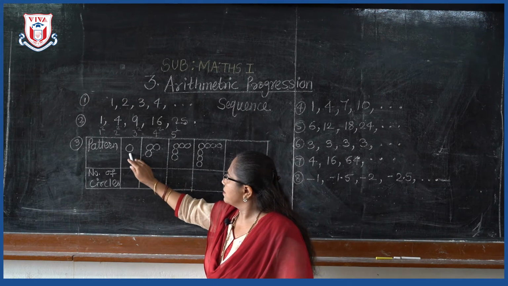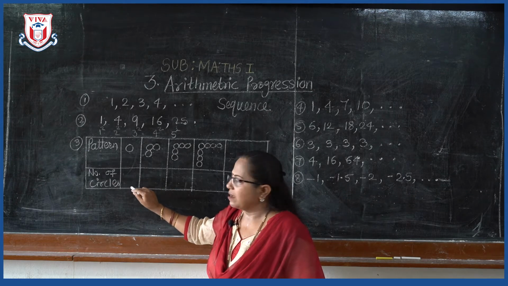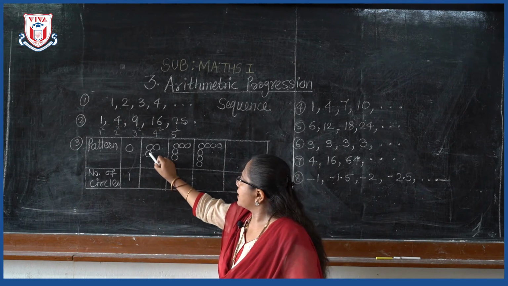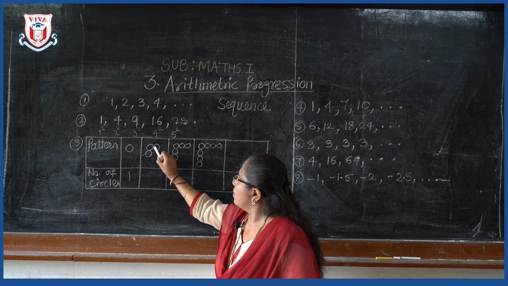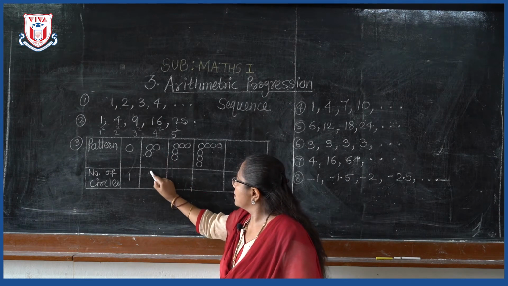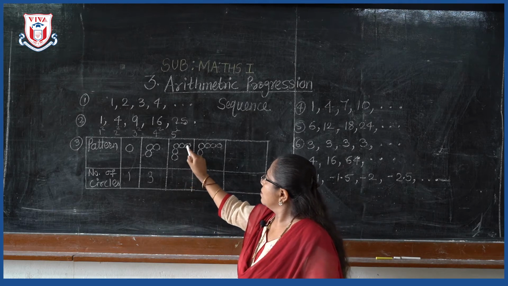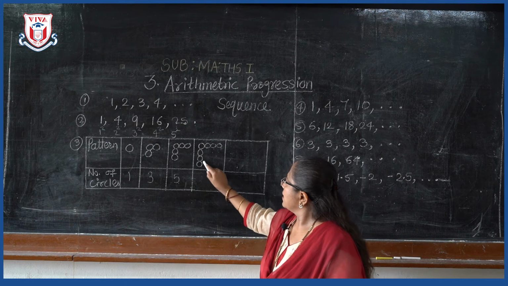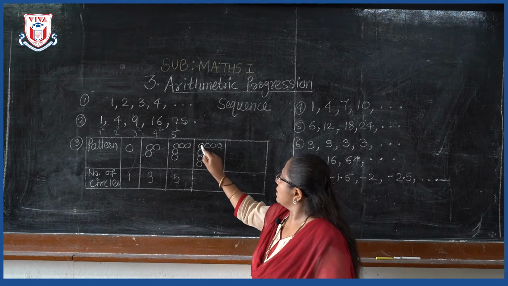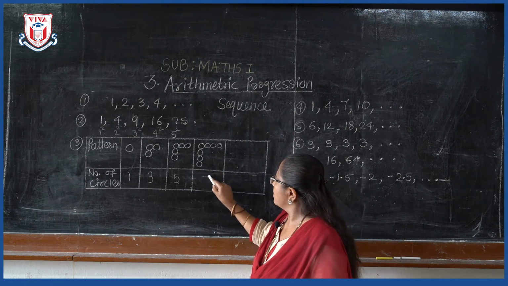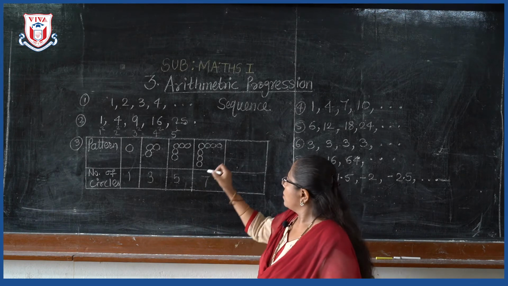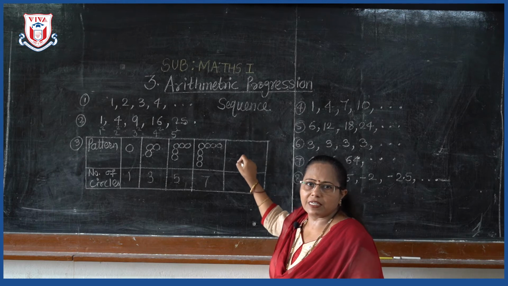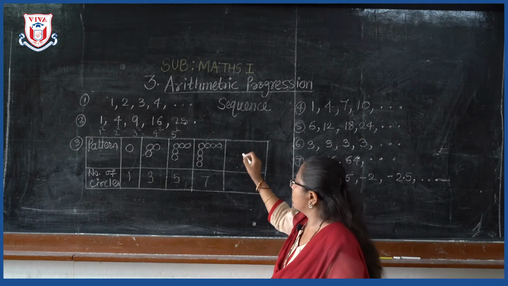Here in the first, how many circles are there? 1. In your second pattern, how many circles are there? 1, 2, 3. Here 1, 2, 3, 4, 5. Here 1, 2, 3, 4, 5, 6, 7. Okay. Now with this pattern you can find out how many circles are there in the next box. Okay, you can find out.